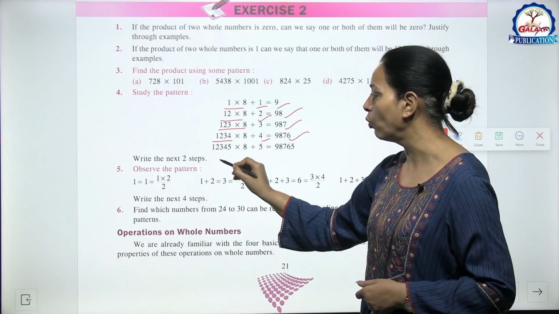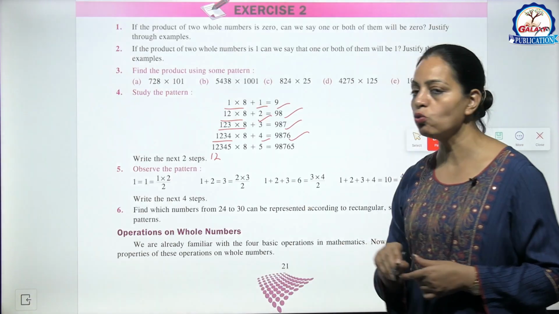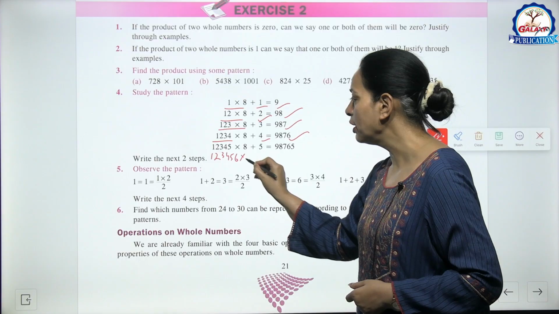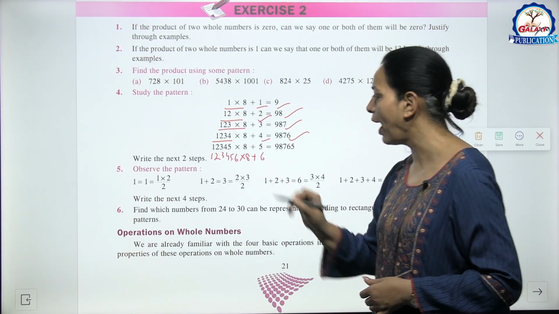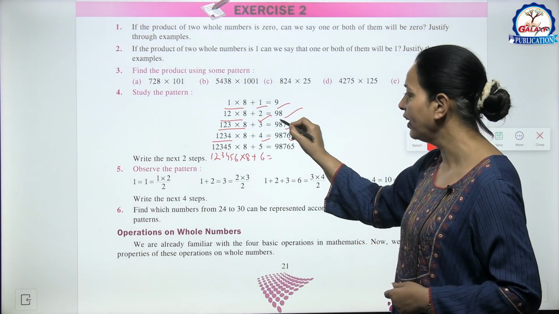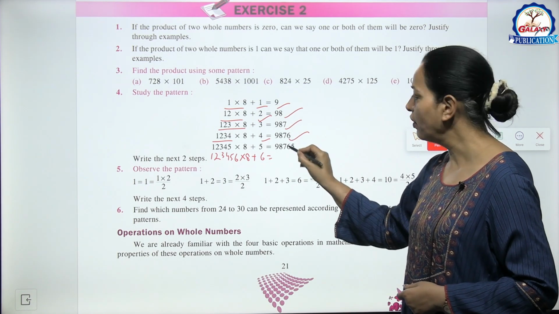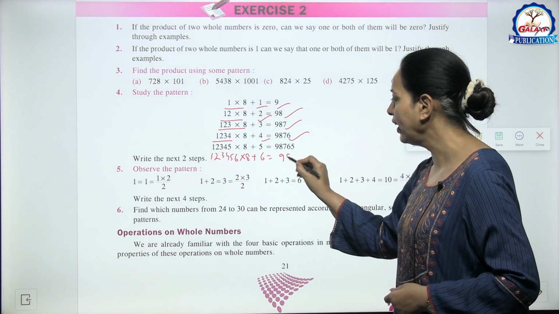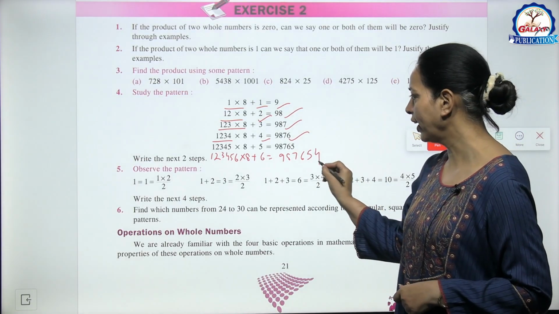then 1 2 3 4, then 1 2 3 4 5. So the next, write the next 2 steps. So next is 1 2 3 4 5 6 multiplied by 8 plus the number we are writing, we will add that same number, right? So here see the answer. First 9, then 98, then 987, then 9876, then 98765, decreasing order. So now here we are getting this number, 98765.